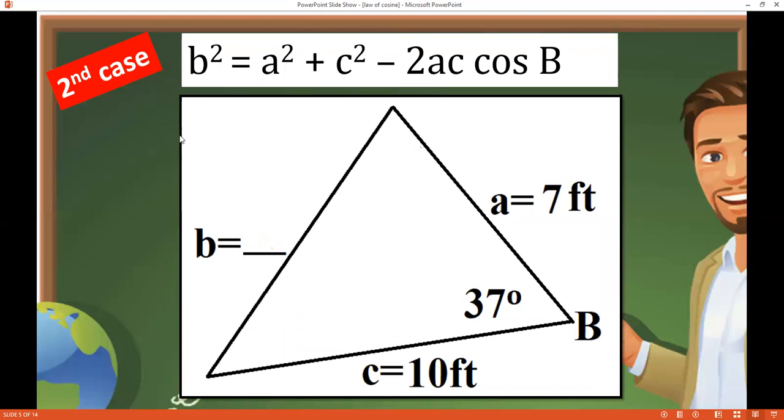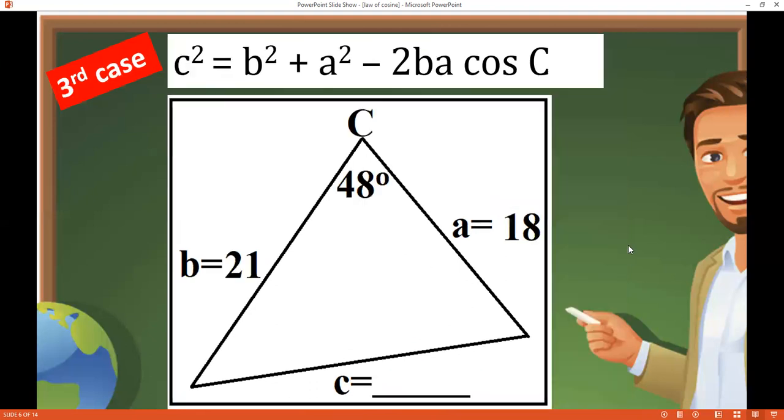So this is the second case. The second case, we have b squared is equal to a squared plus c squared minus 2ac cosine B. Since ang hinahanap natin is side b, meron tayong given na angle B. Tapos yung remaining sides, given also. Okay? So yun yung palatandaan: kung ano yung hinahanap natin na side, yung angle niya katapat, given. So let's proceed to the third case.